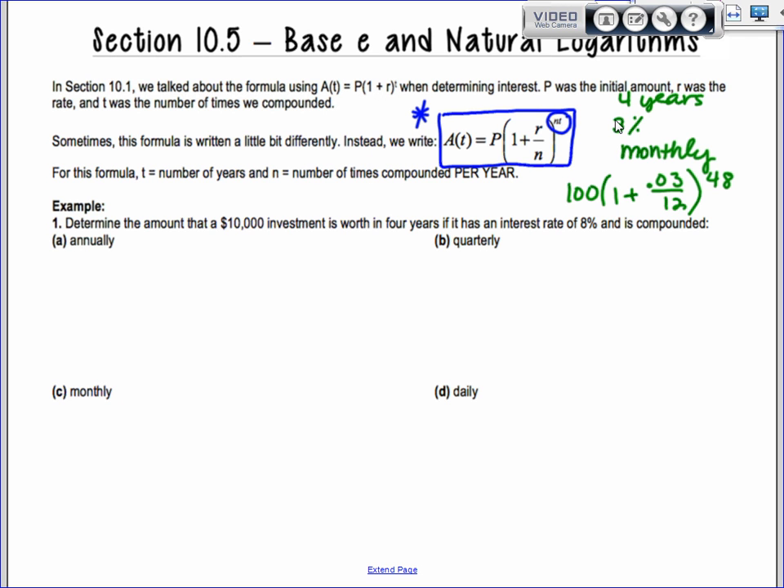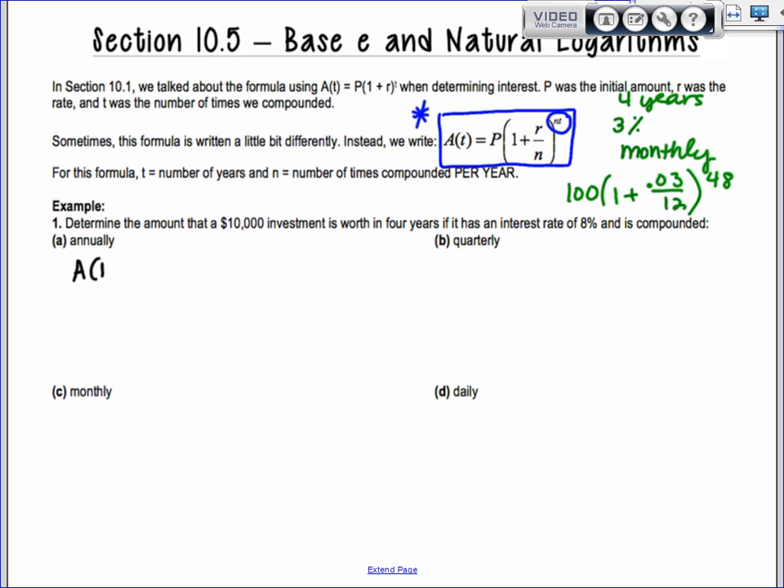Okay, so number 1, it says determine the amount that a $10,000 investment is worth in 4 years if it has an interest rate of 8% and is compounded: A, annually, B, quarterly, C, monthly, and D, daily. So we're going to find each of these. So we're going to do the formula 4 different times.